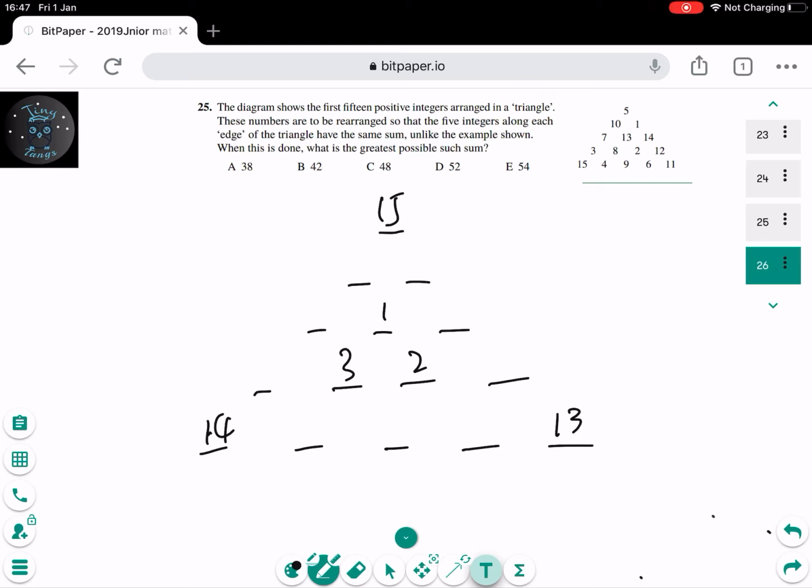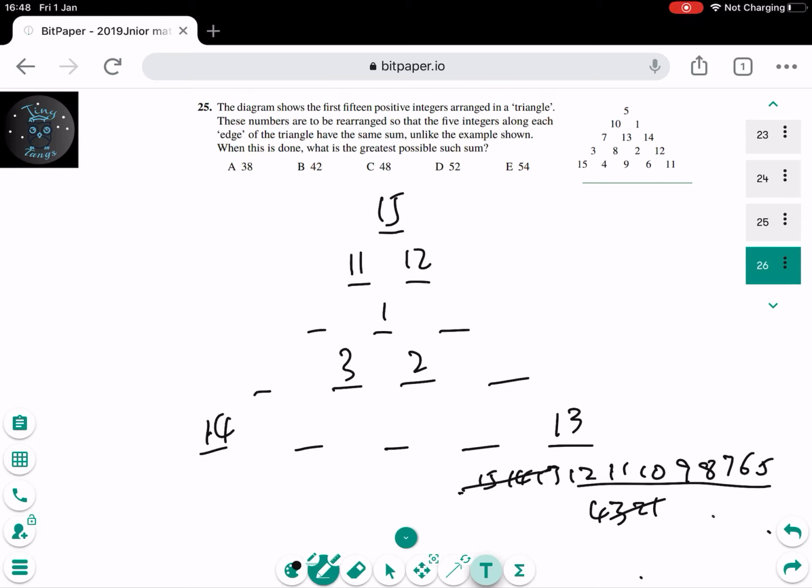And now, because we've used 15, 14, 13, 12, 11, 10, 9, 8, 7, 6, 5, 4, 3, 2, 1, we've used 3, 2, 1 and 15, 14, 13. We need to place these numbers inside. So I put 12 for 15 and 13. And then I did 11 for 15 and 14. And 10 for 14 and 13.